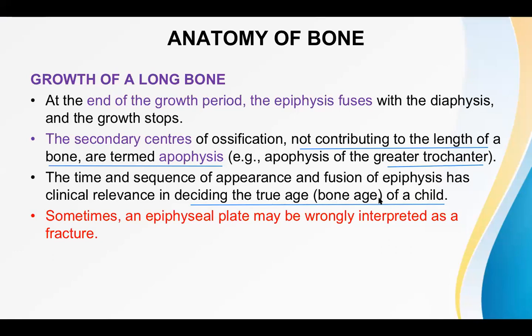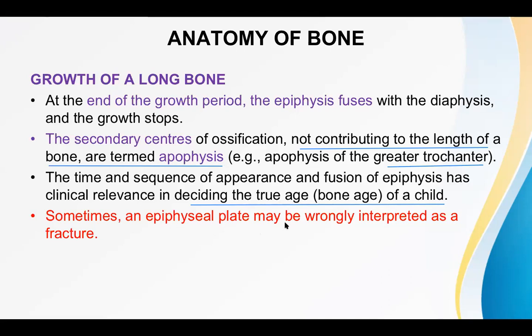For example, a person was dead. Okay, a child is dead. Let's talk like that. And by studying different bones of that child, the forensic expert can guess what is the age of that child. So this is called studying of the bone age. This can also be done with the help of X-ray or radiography.